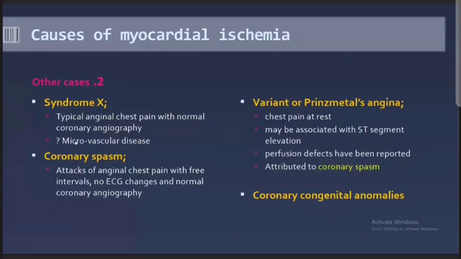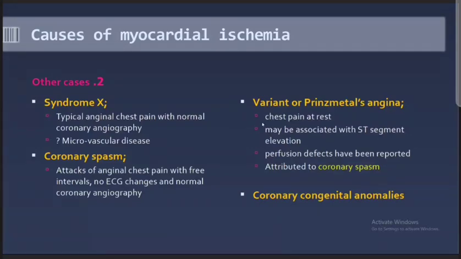Okay, other causes of coronary insufficiency or myocardial ischemia other than atherosclerosis is the syndrome X, which is a typical anginal chest pain with normal coronary angiography, and it's attributed to microvascular disease, not diagnosed by CT or conventional angiography. Coronary spasm, attacks of anginal chest pain with free interval, no ECG changes, and normal coronary angiography.